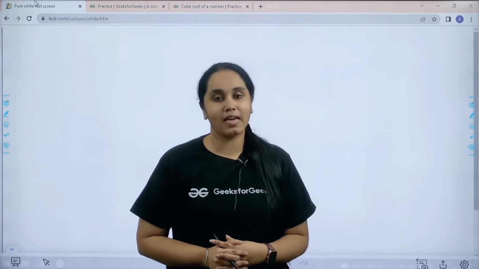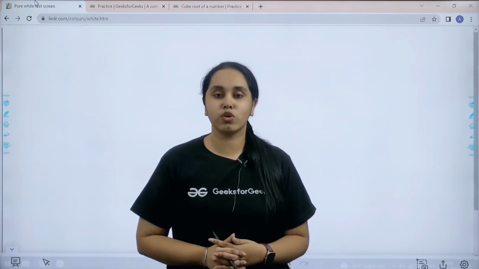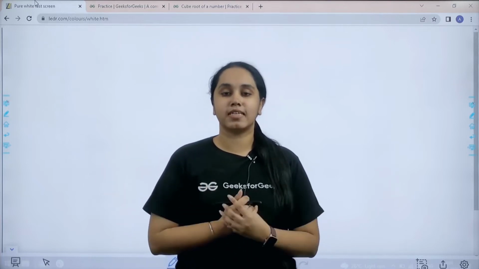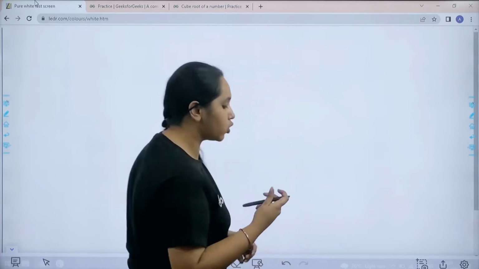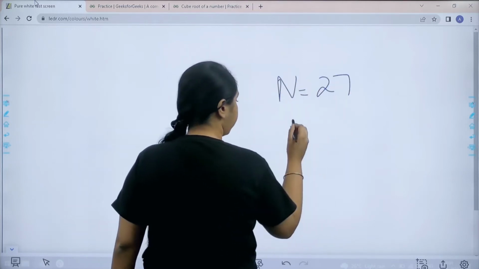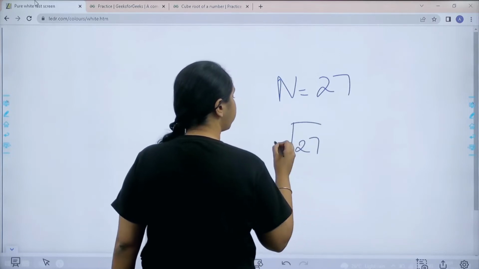Everyone, welcome back. In this session, we will learn how to solve the practice problem cube root of a given number. First, let us understand the question and then we will solve it. Basically, we are given an n value, let's say 27, and we need to find the cube root of the given number.